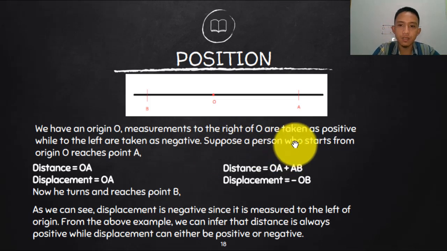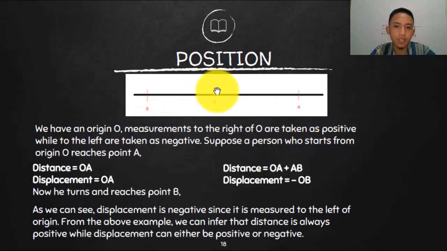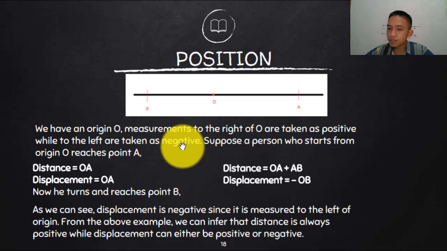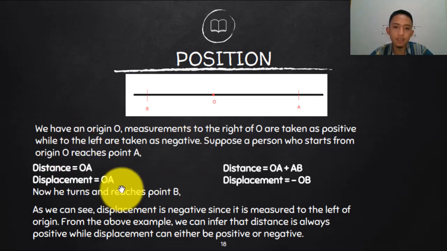Suppose a person starts from origin O, our point of origin, and reaches point A. So the person travels from point O to point A. The distance is the line OA, whatever the length of that line is. And the displacement is the same, OA. Why? Because in displacement we follow the sign convention. It is going to the right, so it is positive. So they are equal.